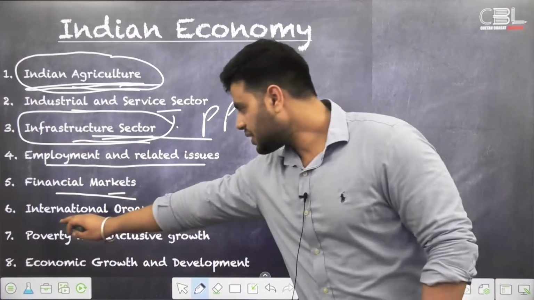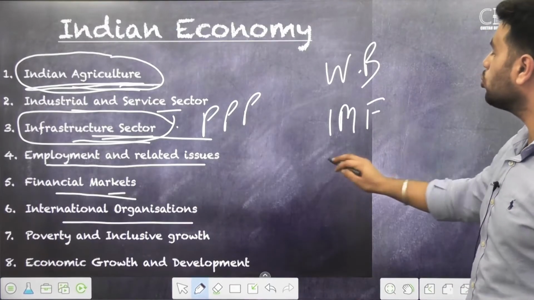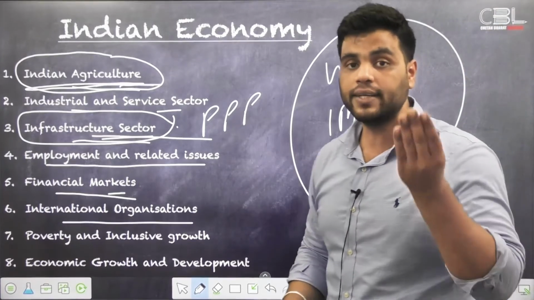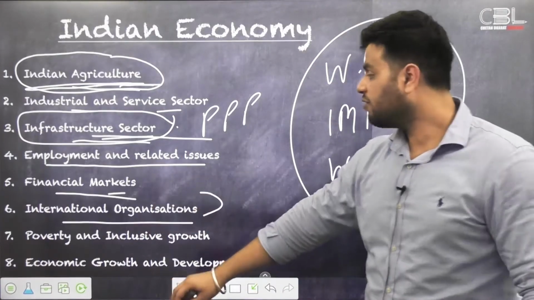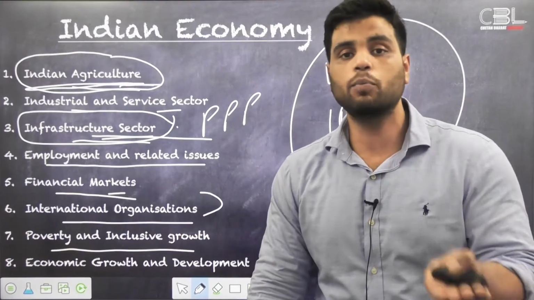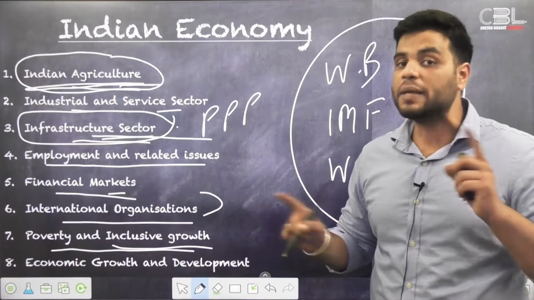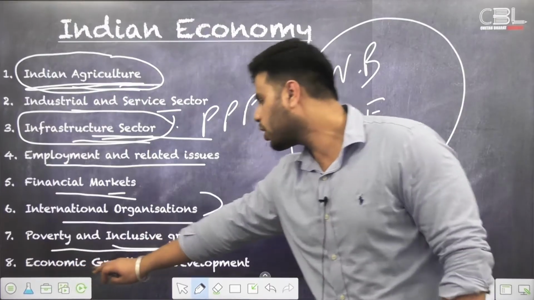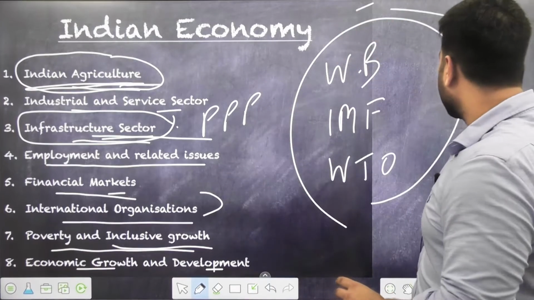Then we'll be covering international organizations. We need to know about the World Bank. We need to know about the IMF. We need to know about the WTO. All these organizations and other important intergovernmental or world level international organizations shall be covered in this. Then we'll cover poverty and inclusive growth, the concept of poverty, what is the poverty line, who are the churning poor, who are the transient poor, everything related to poverty. And the concept of inclusive growth shall be covered in this lecture. And in the end, in brief, we'll talk about other miscellaneous components like economic growth and development, and concepts related to that. All right. With that, we'll be covering the entire section of Indian economy.